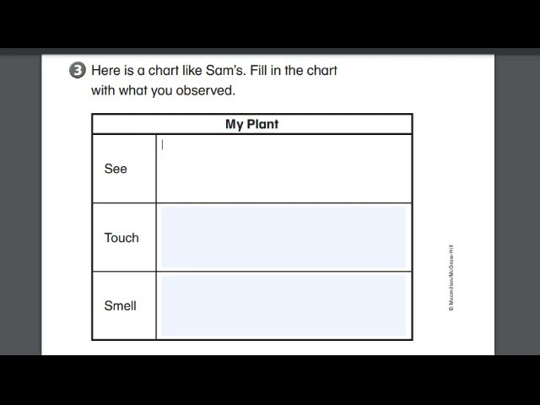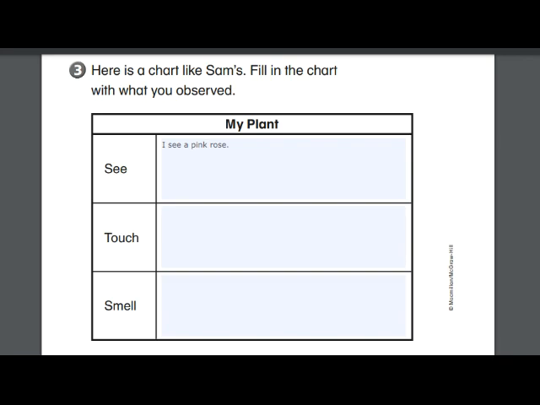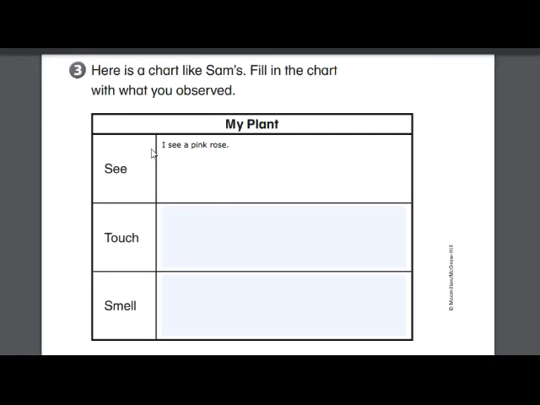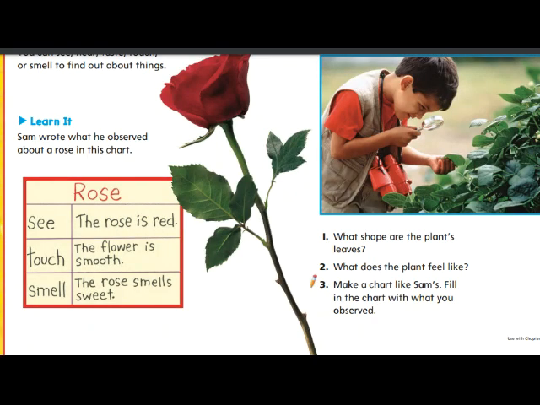I'll describe the rose that I was looking at. I see a pink rose. This is my pink rose that I was looking at and I was describing. But you'll describe your flower that you find outside. All right, for touch, let's look at Sam's example. It says the flower is smooth. So touch is that texture or how your plant feels. Yours might say the plant feels rough. Maybe it doesn't feel smooth. Maybe it feels rough.